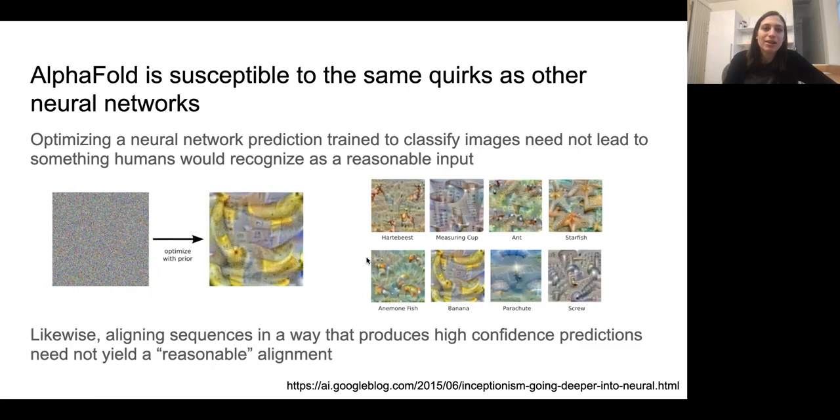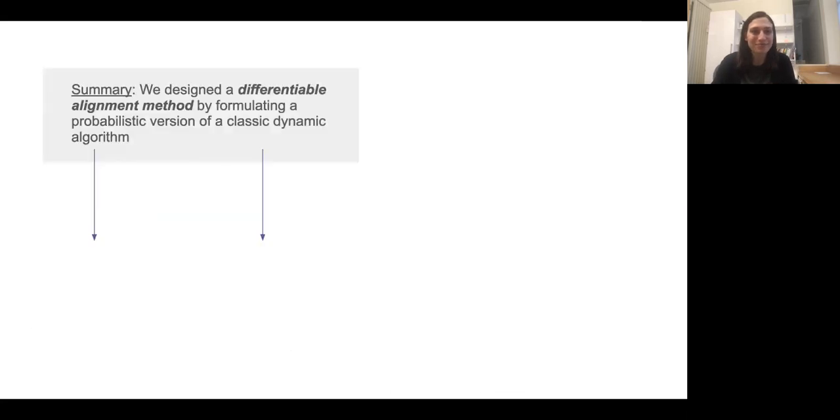I think what we're seeing here is an analog of that. Likewise, aligning sequences in a way that's just trying to produce high confidence predictions from AlphaFold need not yield something that we think of as a reasonable alignment. I think this is especially important to point out for AlphaFold because it's a great algorithm for predicting protein structure, as we know, but at the end of the day, it is a neural network, and you're going to see weird, unexpected behavior, especially if you try to do things like this that it was not designed for.